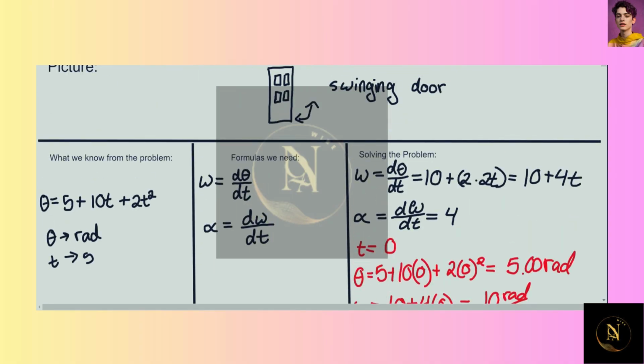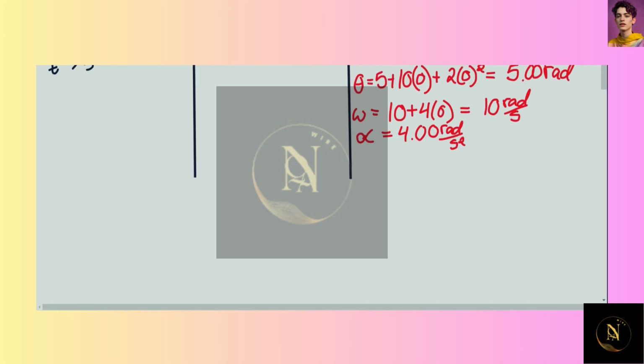And then we're going to move on to our time t equals 3, which is going to be the same deal. You're going to plug them in just like we did before. So for t equals 3 seconds, you're going to get theta equals 5 plus 10 times 3 plus 2 times 3 squared. And the answer you end up getting when you plug that into your calculator is 53.0 radians.